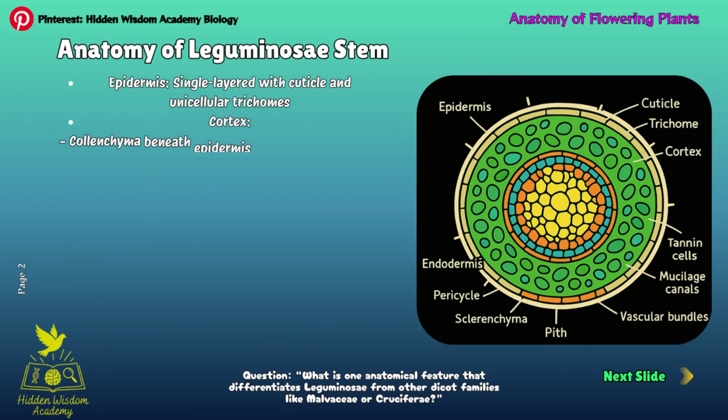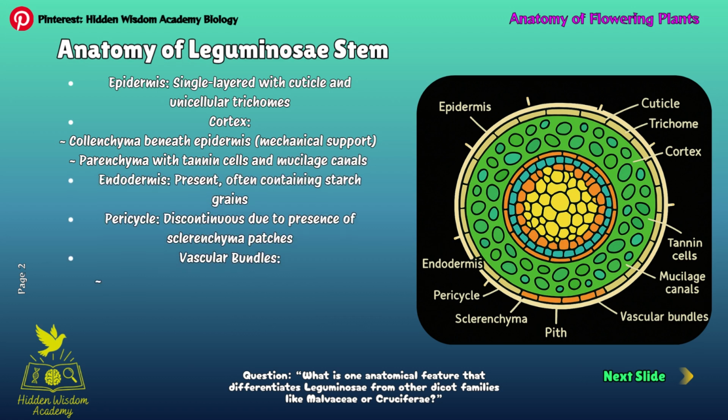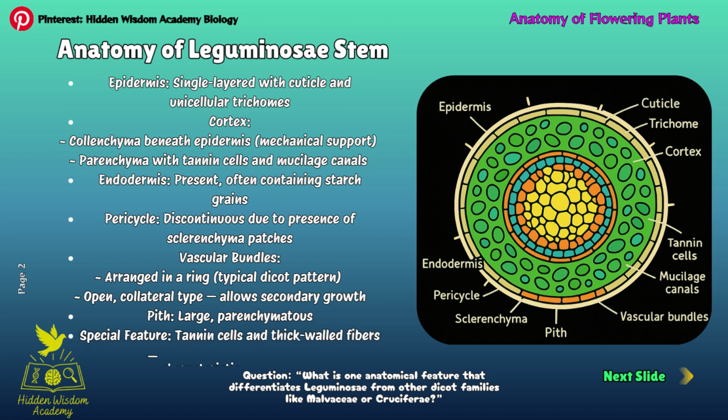The stem of Leguminosae, like pea or gram, shows a typical dicot stem structure. The epidermis is a single layer with a thin cuticle and may have tiny trichomes. Below it, the cortex has parenchyma for support and parenchyma with tannin cells and mucilage canals, special features of this family. The endodermis forms the inner layer of the cortex and has starch grains.